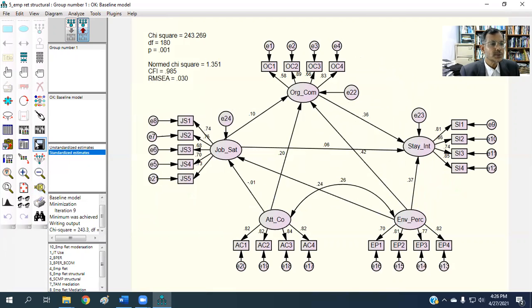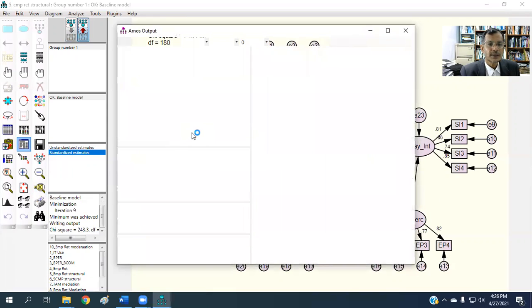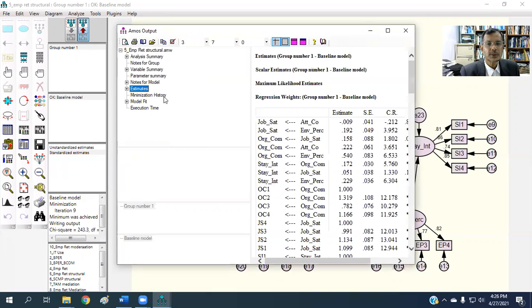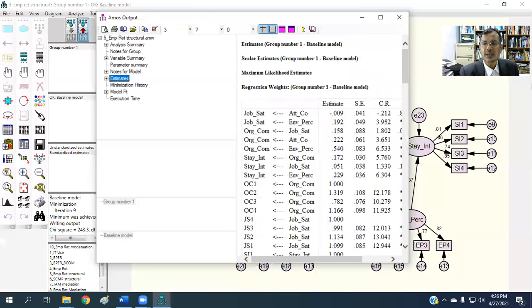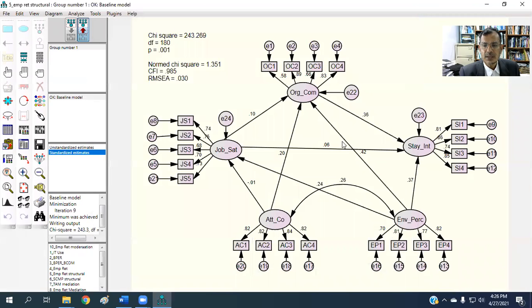If we go to the estimate values, we can see that environmental perception to commitment, the path coefficient is significant. Then organization commitment to staying intention, the path coefficient is significant. So that means the indirect path is significant. So this shows that organization commitment is a mediator. Now we have to test whether it's a full mediator or partial mediator.